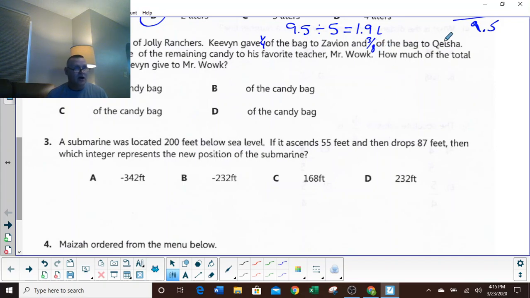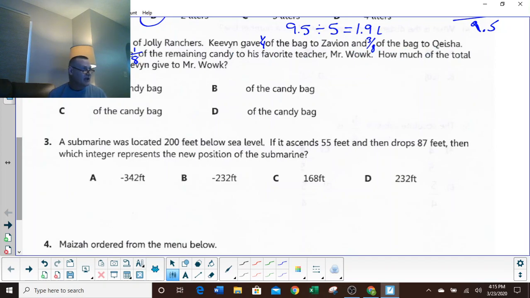There we go. Of the bag to Keisha. Then Kevin gave, and there's another fraction missing. I put 1/8 right there. Of the remaining candy to his favorite teacher, Mr. We should just put Buckner there and get rid of that walk, whatever that is. I don't know how to pronounce it.